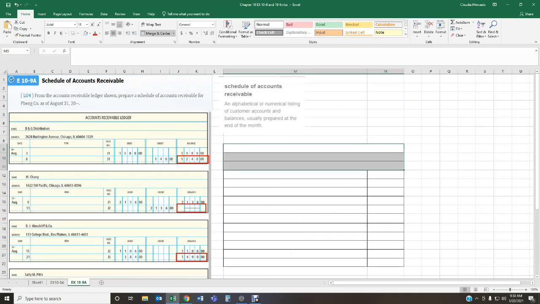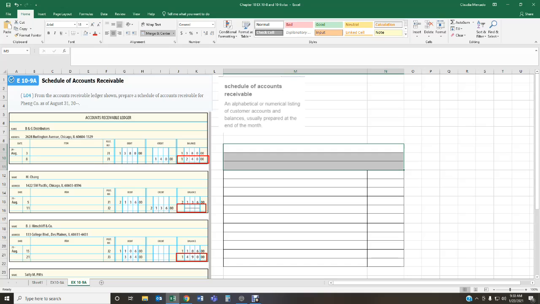So the next exercise that I'm going to cover is exercise 10-9. Now this deals with a schedule of accounts receivable. It says from the accounts receivable ledger shown, prepare a schedule of accounts receivable for Fang Company as of August the 31st. So this is an accounts receivable ledger. What does this information tell you? Well, the accounts receivable ledger basically gives you the name of the customer, their address, and the balance that they owe you, which is very important. That way you can call up this customer and request for them to pay you.